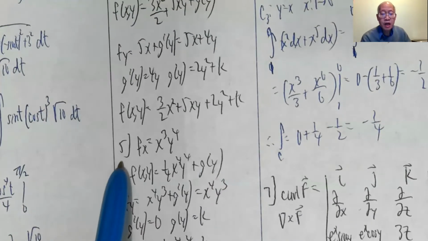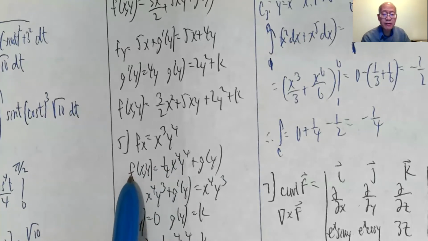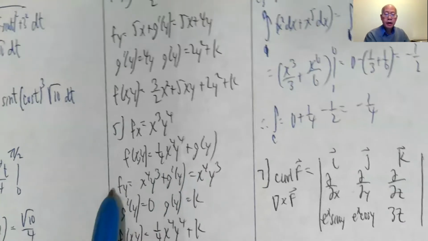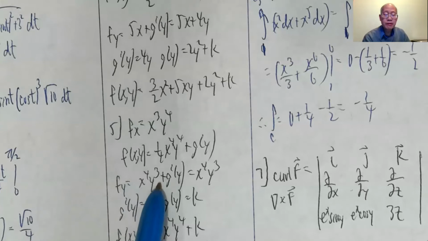Number 5, fx is x cubed y to the 4th. So integrate with respect to x. f of x, y is 1/4 x to the 4th, y to the 4th plus g of y. Differentiate with respect to y. You have x to the 4th y cubed plus g prime of y.